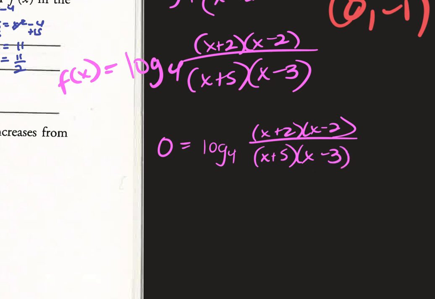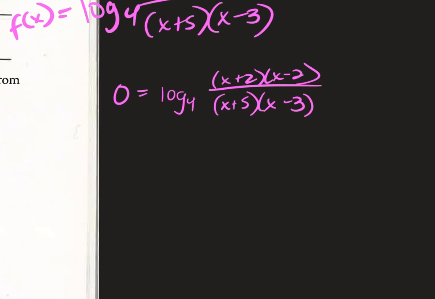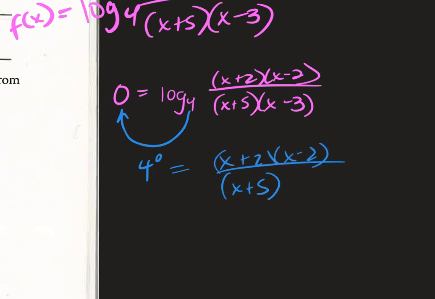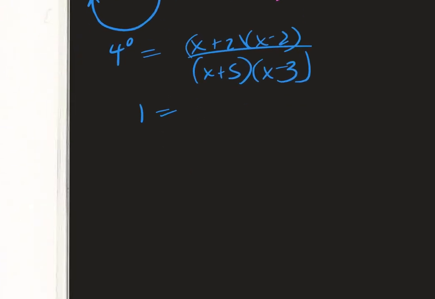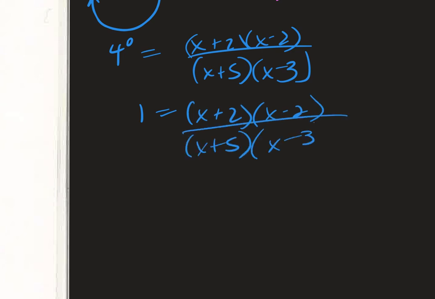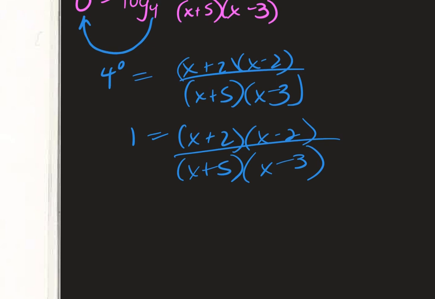How do I solve if there's a single log? Good. Convert it to exponential. So 4 to the 0 would equal that whole thing again, x plus 2, x minus 2 over x plus 5 and x minus 3. And 4 to the 0 is 1. Okay. Now, what?